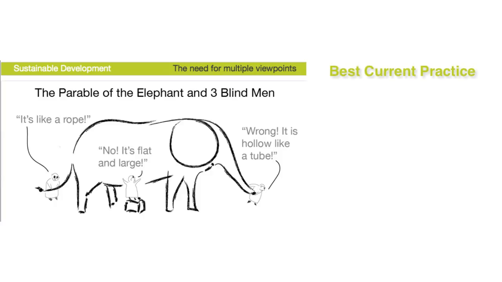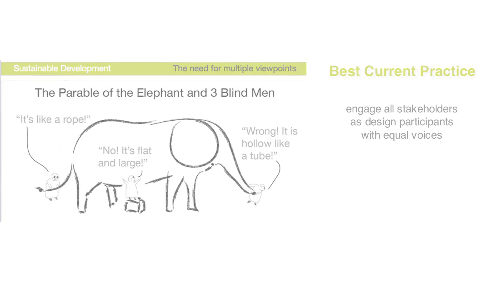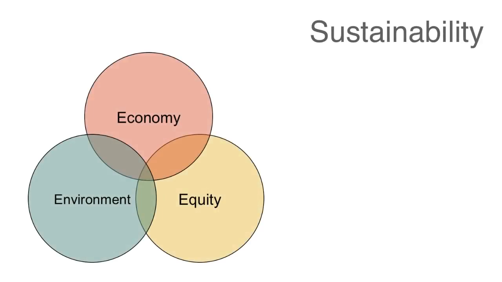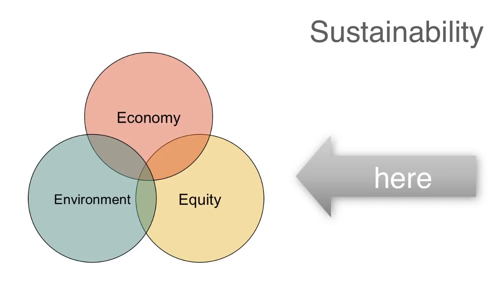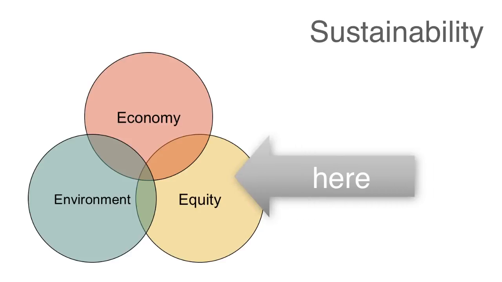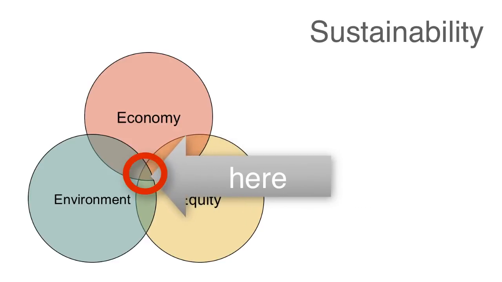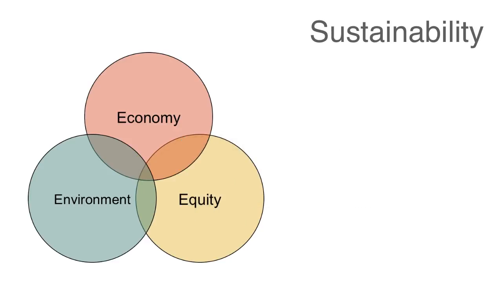Current best practices in sustainable development call for participatory designs, which engage all stakeholders in the process of design, giving equal voice to all. Oftentimes, sustainability is modeled as a balance between the competing goals of economic, environment, and equity. In this model, sustainability is viewed as the overlapped region where all goals are met. There's a way in which this particular model falsely depicts the situation.